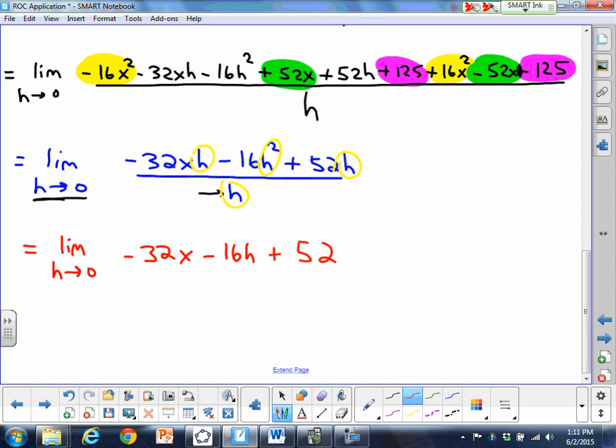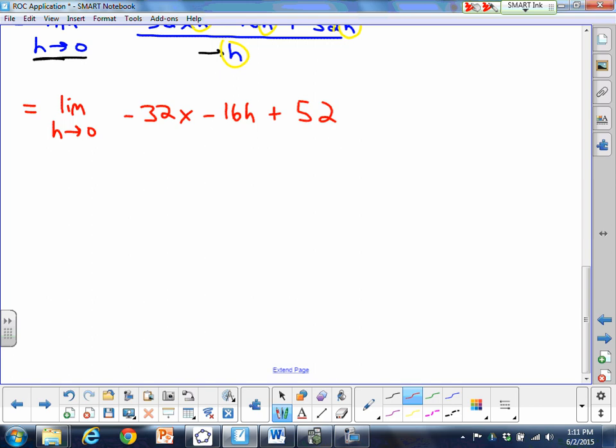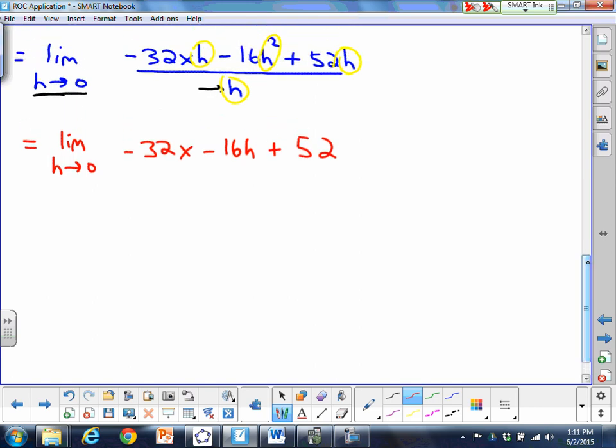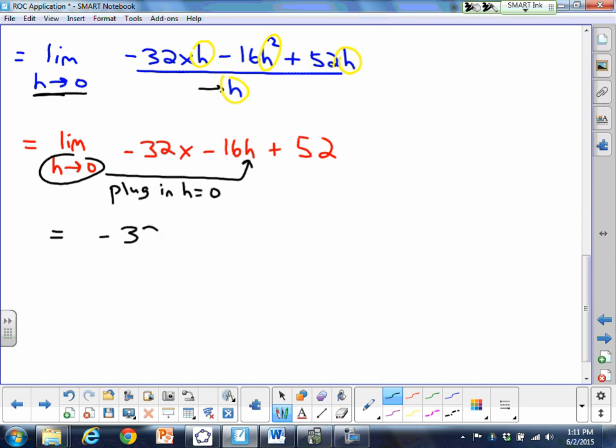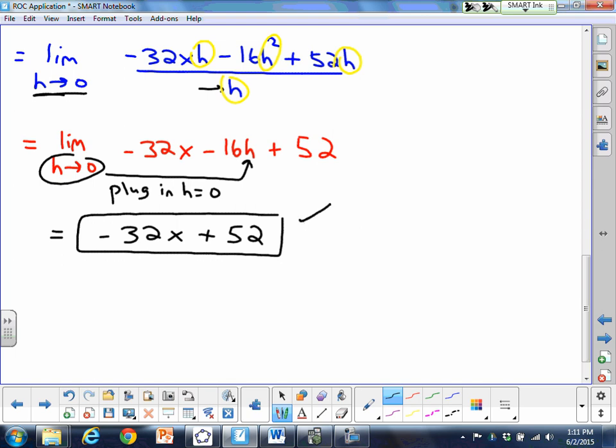Okay, now we can plug in 0 for h. It's not going to be in the denominator. It's not going to give us anything undefined. So if I took this h as 0 and plugged it in for that h right there, it's going to make that middle term become 0. So we will just be left with negative 32x plus 52. And that is going to be the derivative of the original function. That's the instantaneous rate of change at any x.